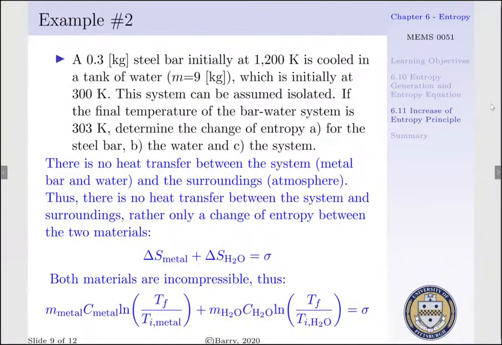Now, since both of these materials are incompressible, we can express the change of entropy of our metal as the mass of the metal times the specific heat of our metal times the natural log of the final temperature of the metal per the initial temperature of the metal. And this will be plus the change of entropy for the water, which can be expressed as the mass of our water times the specific heat of our water times the natural log of the final temperature of our water per our initial temperature of the water. These two terms sum to sigma. And note that Tf is going to be the same.